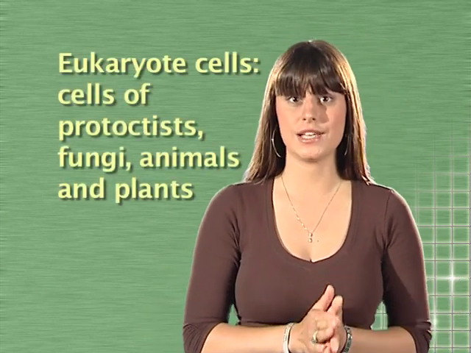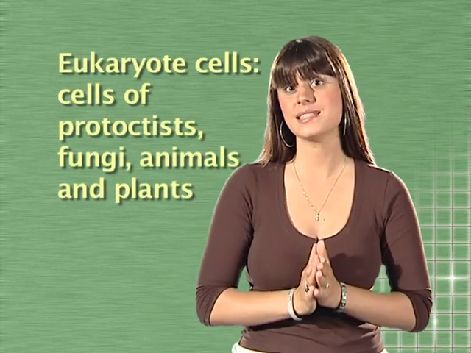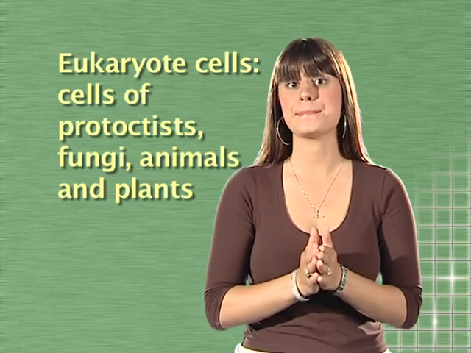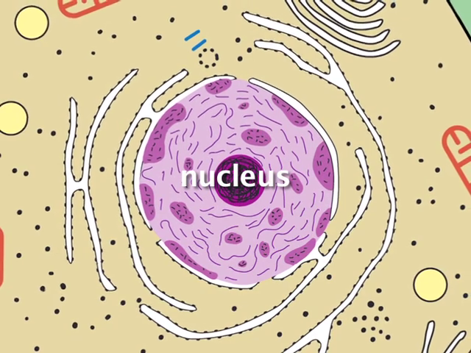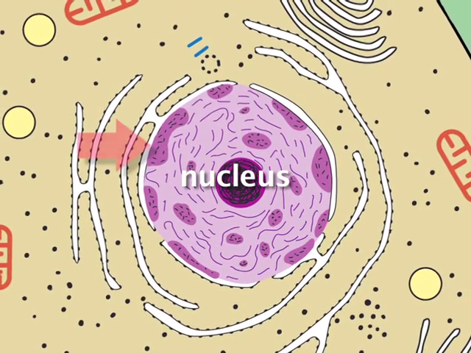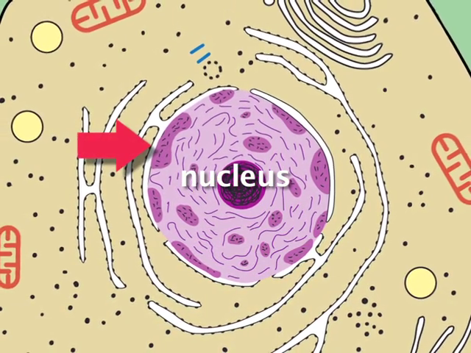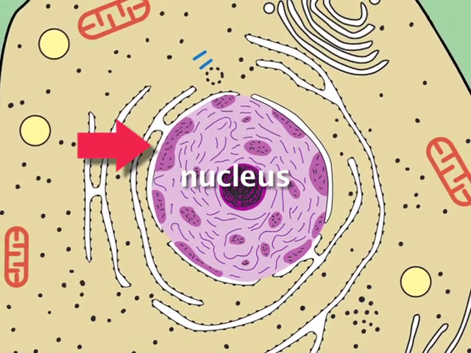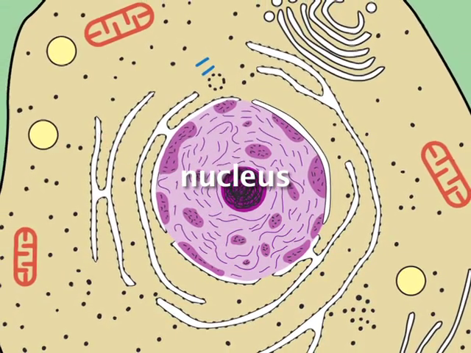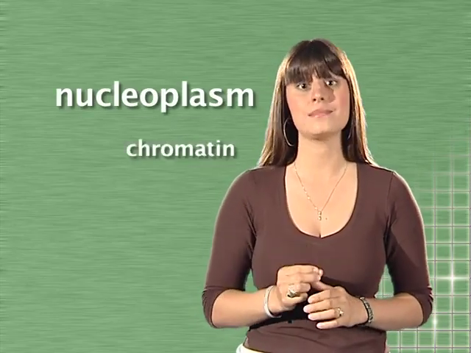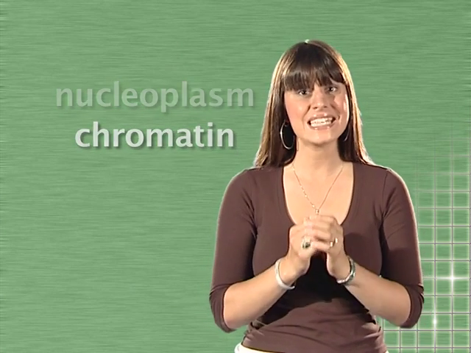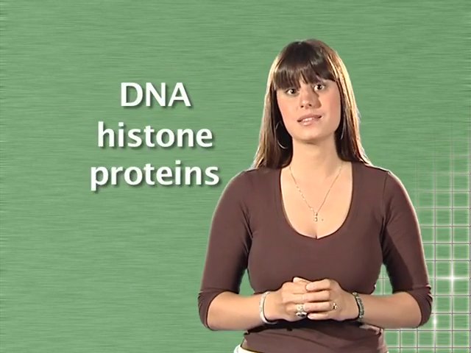Let's look first at structures found in eukaryote cells, the cells of protoctists, fungi, animals, and plants. They all have a true nucleus, hence the name eukaryote, bounded by a double membrane or envelope that has pores in it. These pores allow molecules such as RNA to pass out of the nucleus. Inside the nucleus is a jelly-like nucleoplasm and chromatin made of DNA and histone proteins.